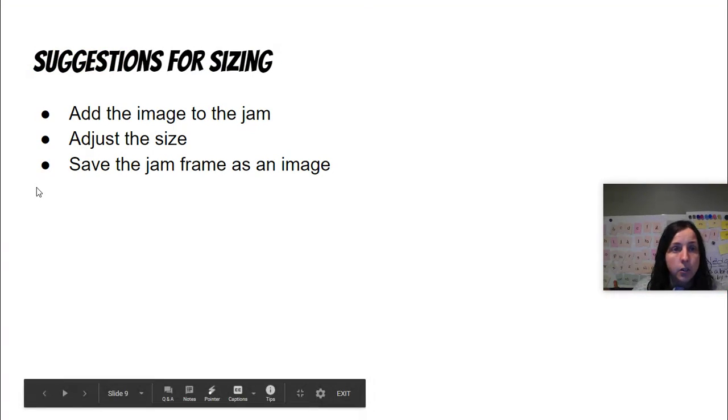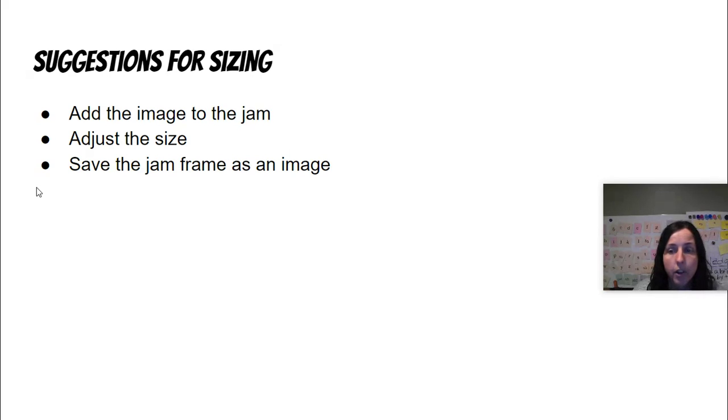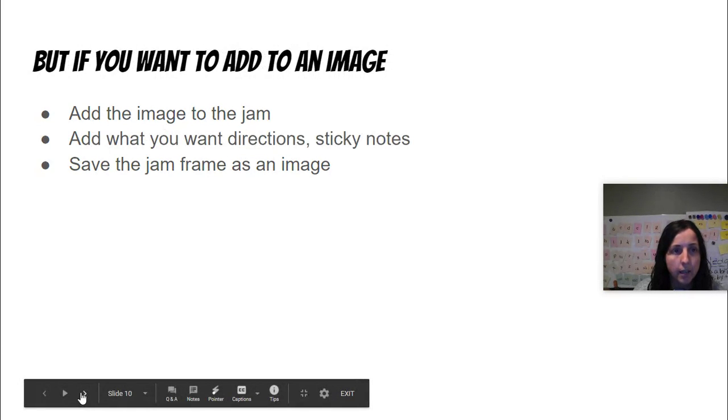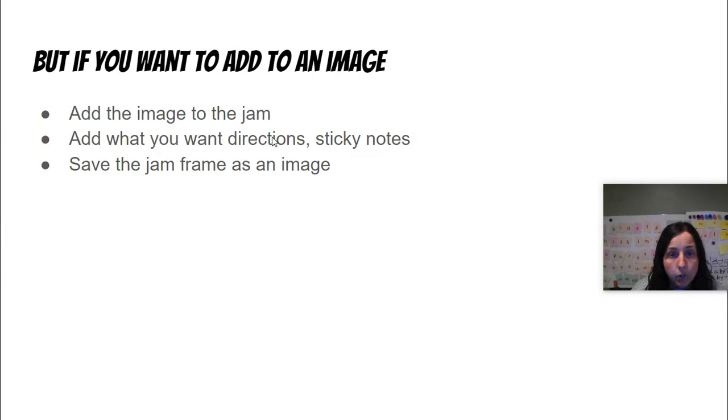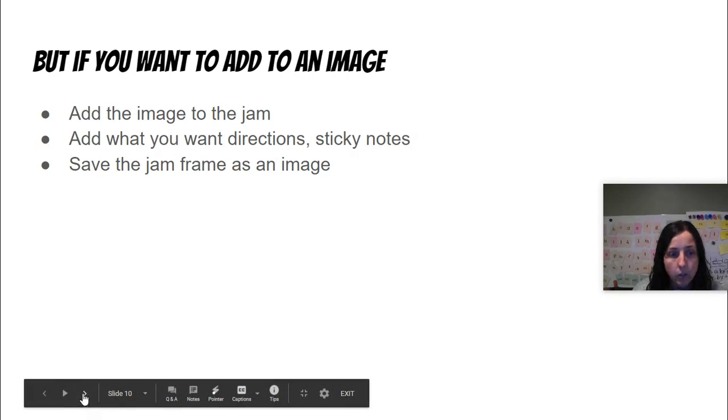So you can actually go right to Google and find your image as well, and then have the students interact with it. So suggestions for sizing: you can add the image to the Jam, then adjust the size of it, and then you can save the Jam frame as an image if you want to add more to it. We'll show you how to do that in a minute. But what if you want to add even more to the image, like adding directions, adding sticky notes? Saving the Jam frame as an image is what you would do to add those directions and lock those in.